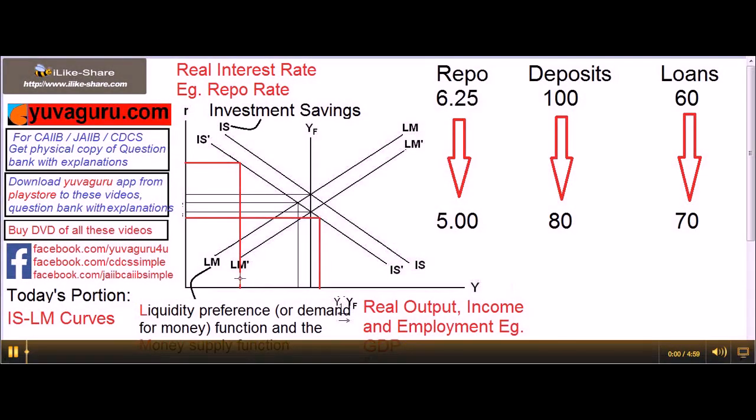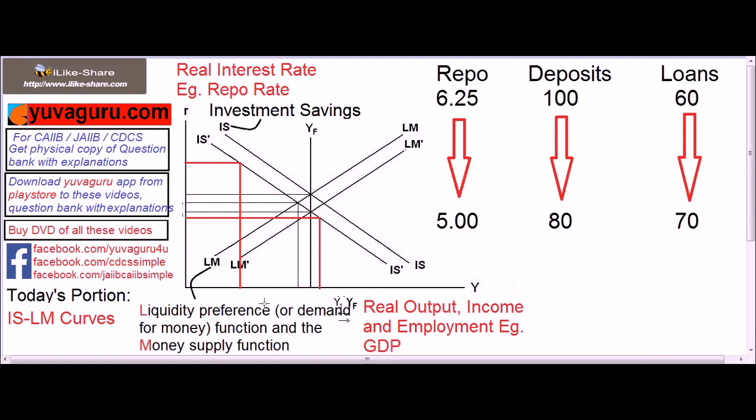Hi friends, let's study today IS and LM curves. These are a part of module A for CIB ABM. In books you'll find it difficult to understand. Let's try to understand it in simple language.